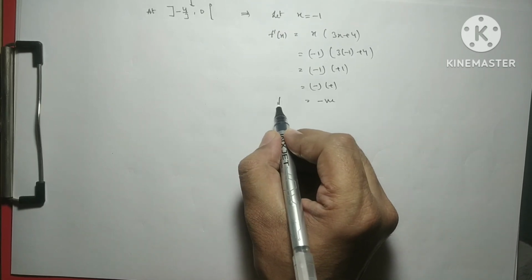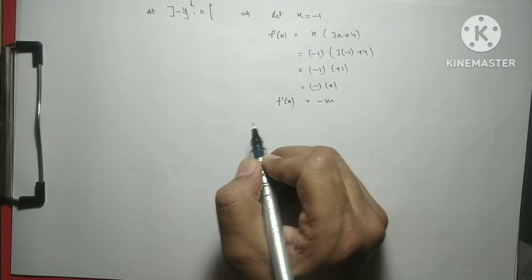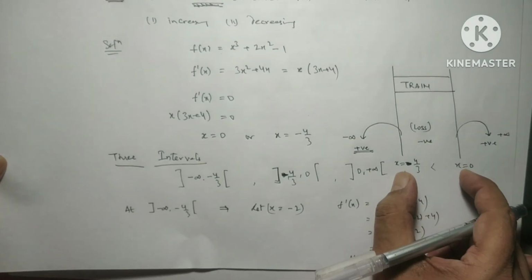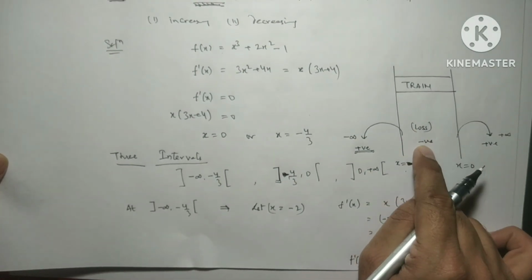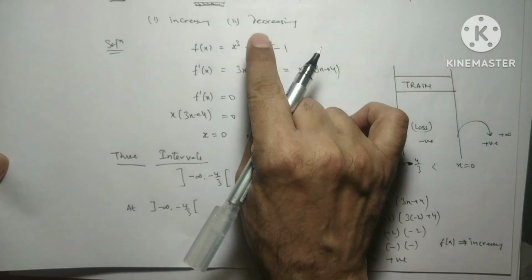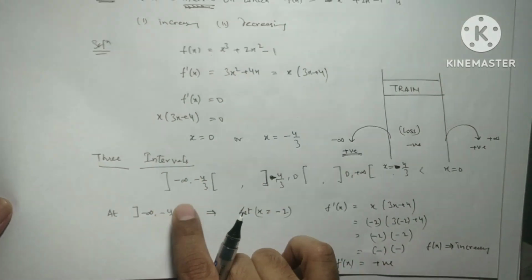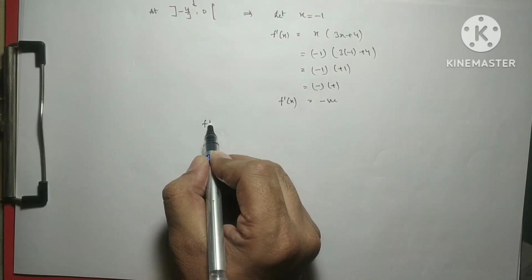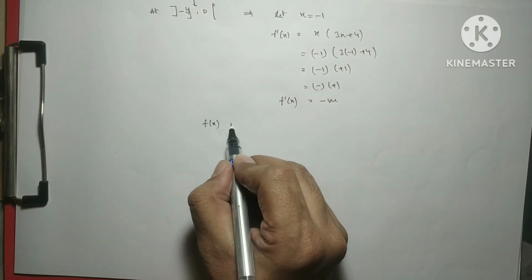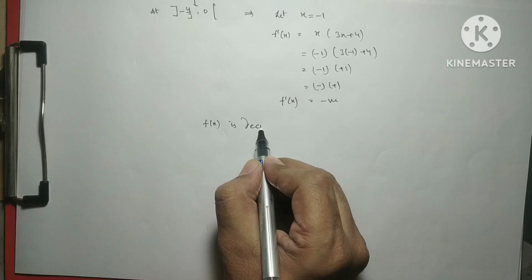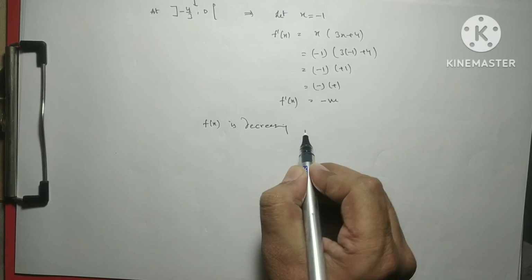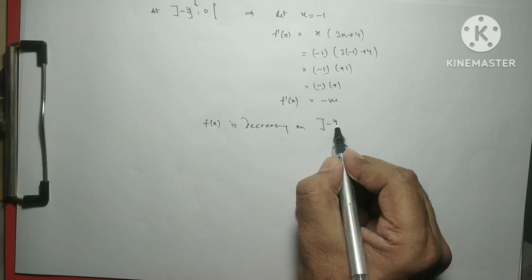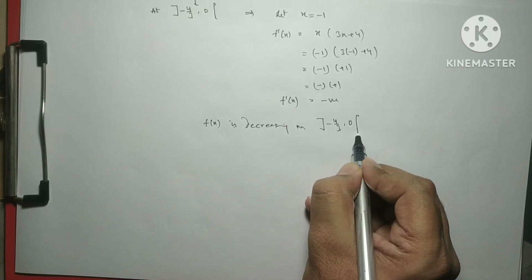So f dash x is negative, which means that if you are in between these two roots, you will be in negative. Negative sign means decreasing. So this function f x is decreasing on the interval minus 4 by 3 to 0.